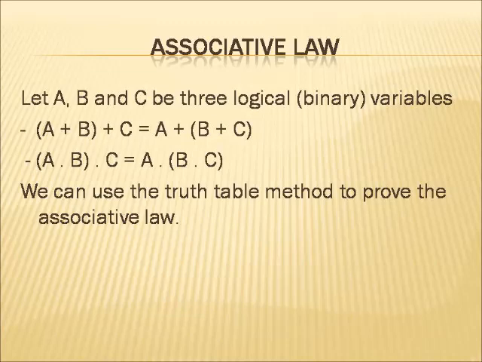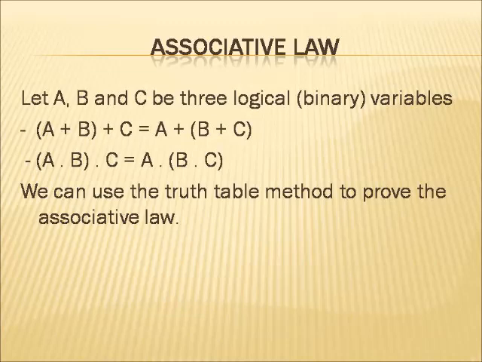And next one is the associative law. According to the associative law, there are three Boolean variables or binary variables, that is A, B and C. That is, (A + B) + C is equal to A + (B + C). Similarly for the AND operation, (A · B) · C is equal to A · (B · C). So for proving this, we can depend on the truth table method.